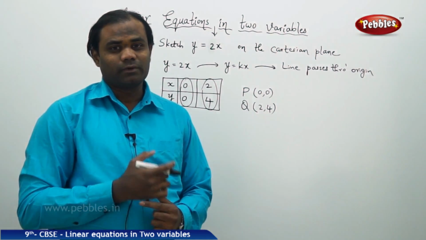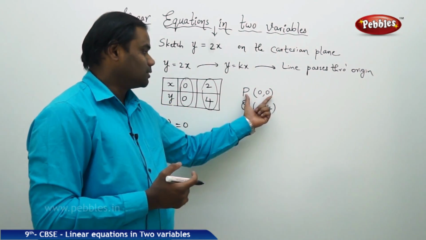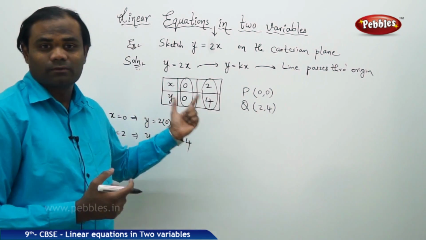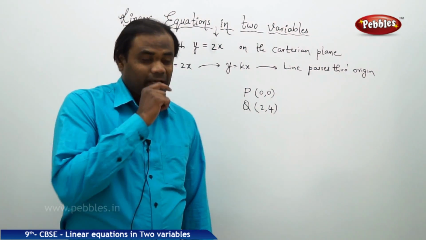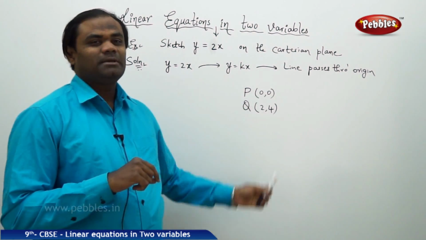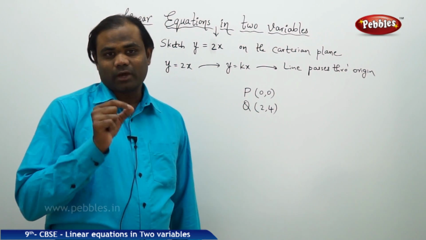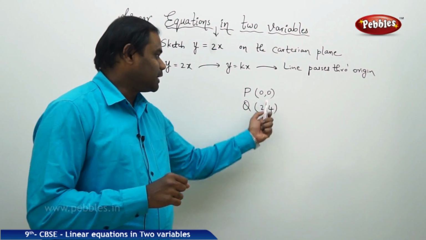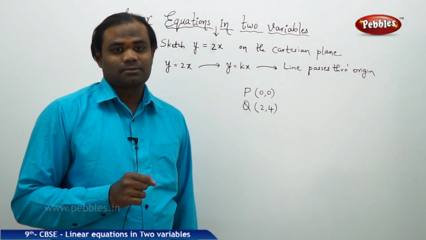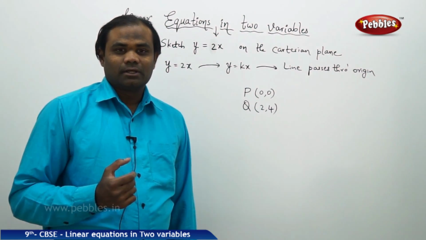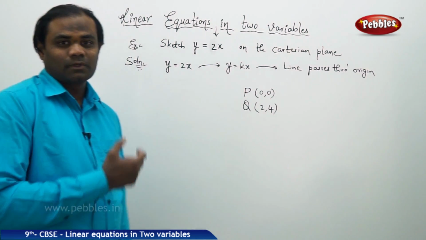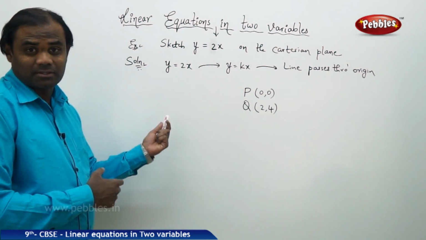So let's see how we can sketch the line utilizing these two coordinates as evaluated through the table of values. Now that we have evaluated the values of P and Q which lie on the line y equals 2x, let's see how we can sketch the line on the Cartesian plane. Initially, I'm going to start with sketching the Cartesian plane with x-axis and y-axis.